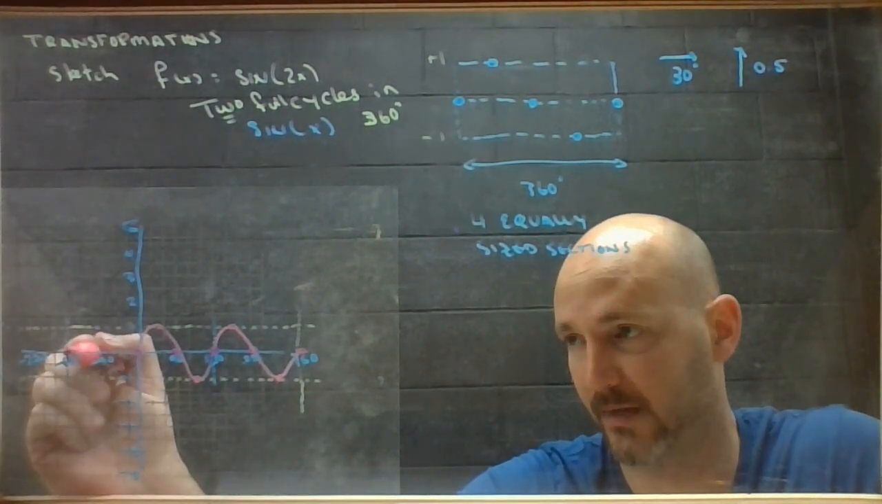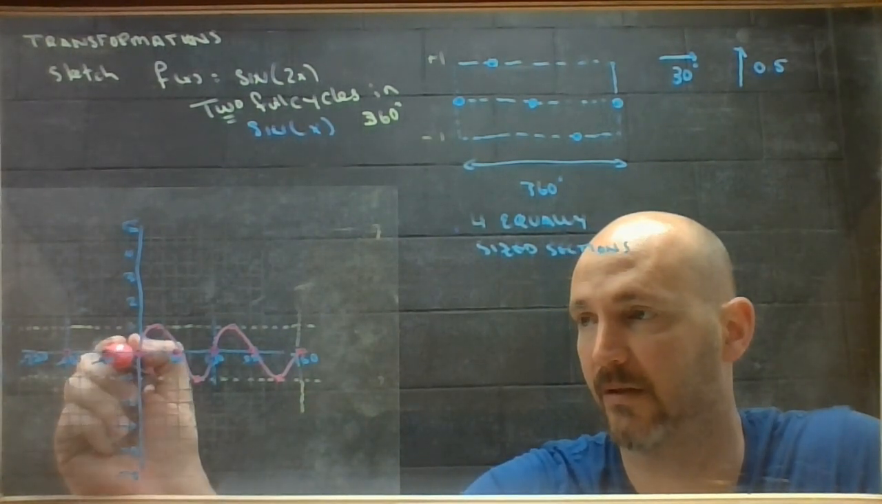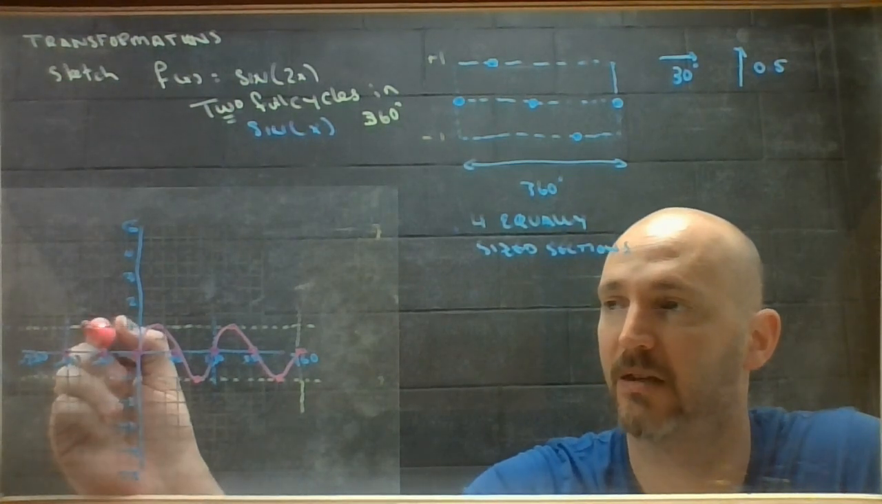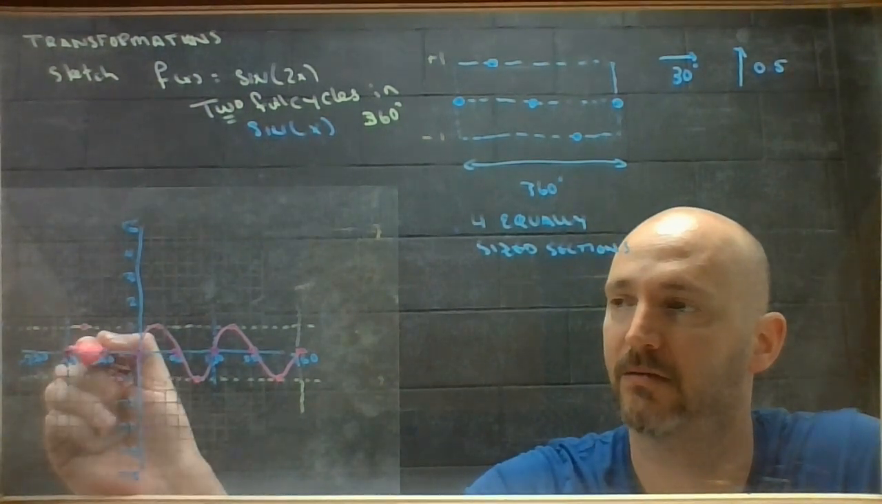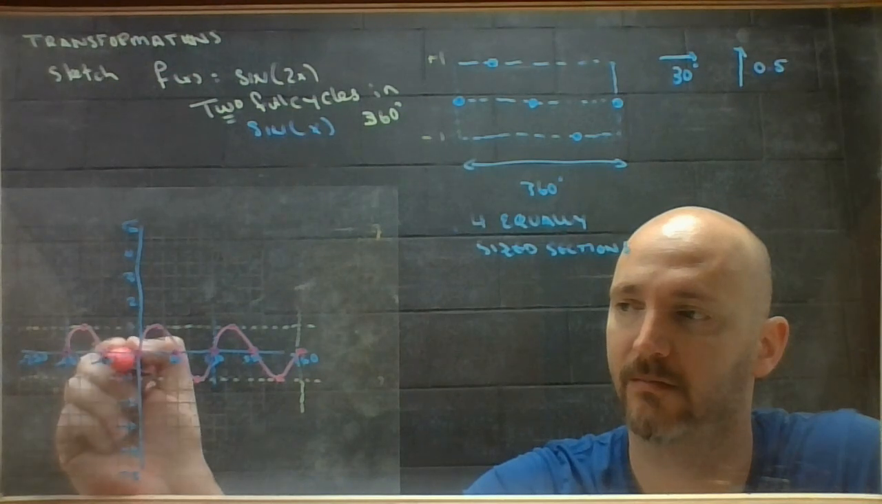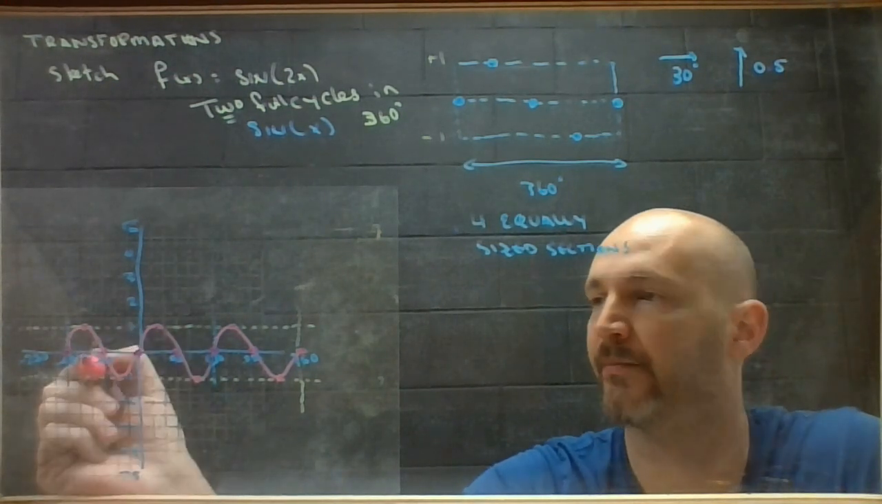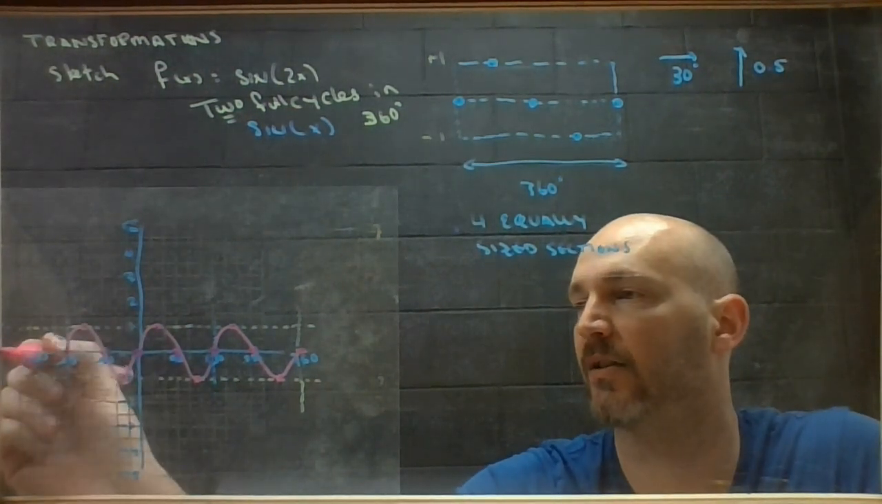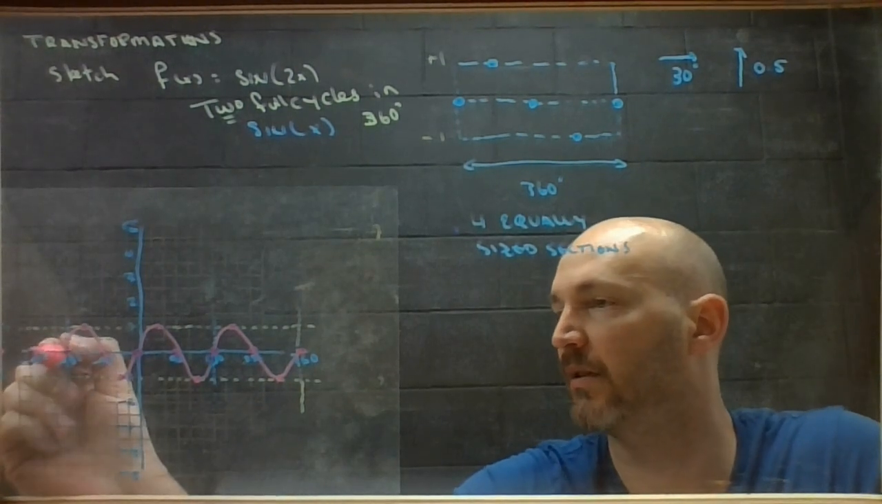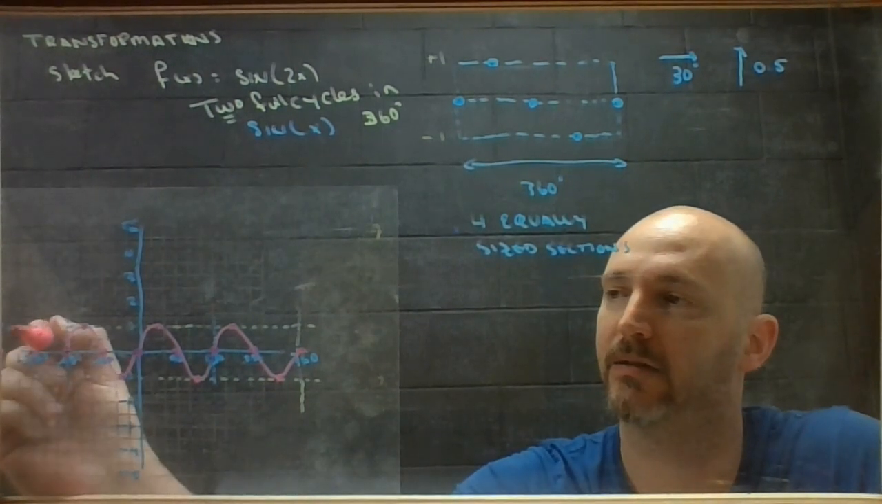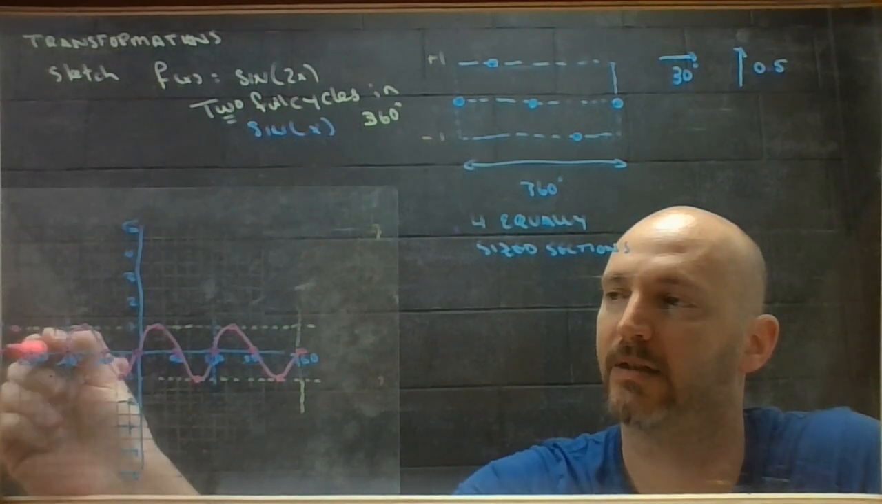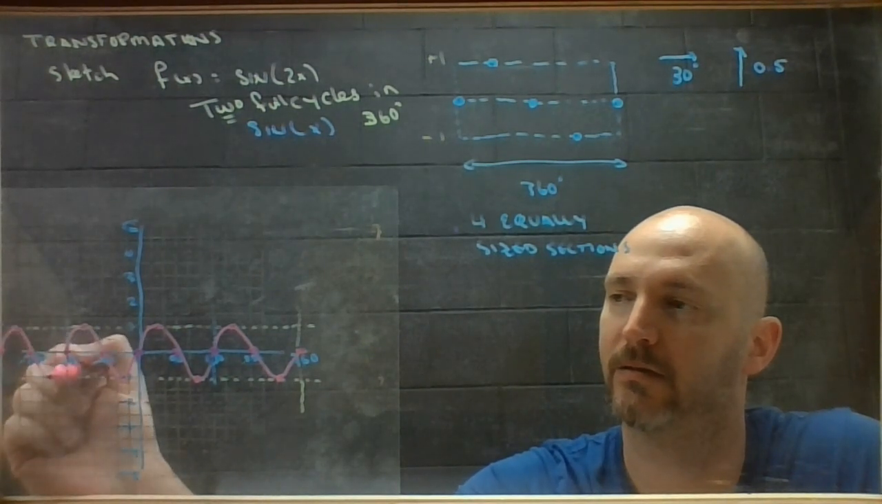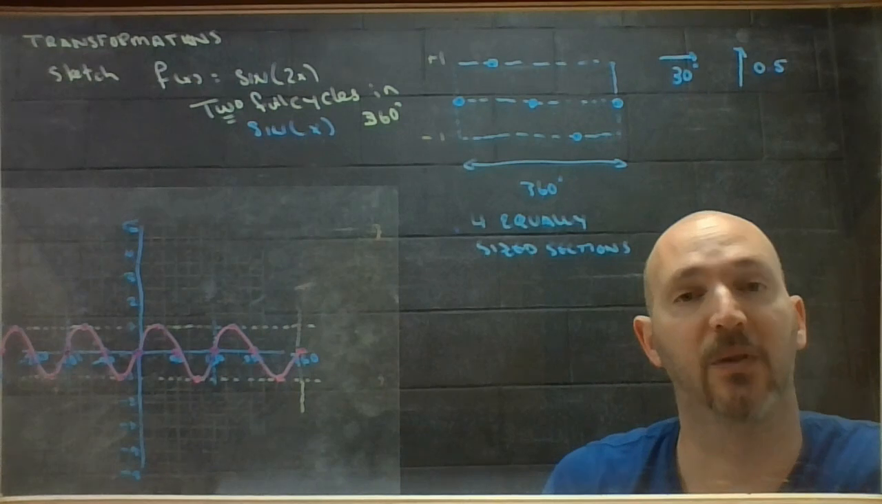Next box, start 0, end 0, 0 halfway, peak in the middle, drop in the middle, connect the dots, and start at 0, end at 0, halfway, halfway, halfway, and you get a beautiful picture of a sine curve.